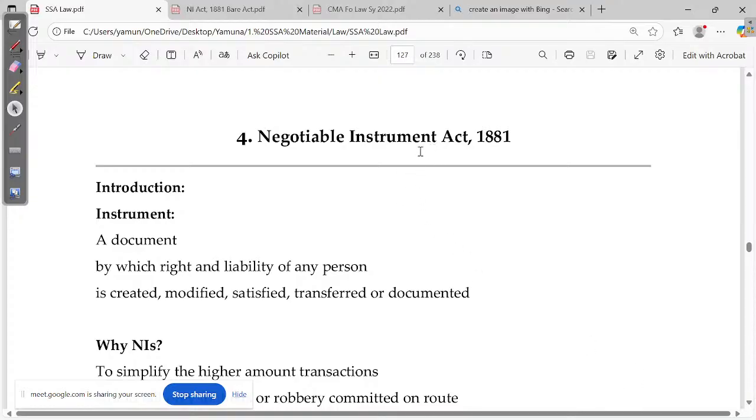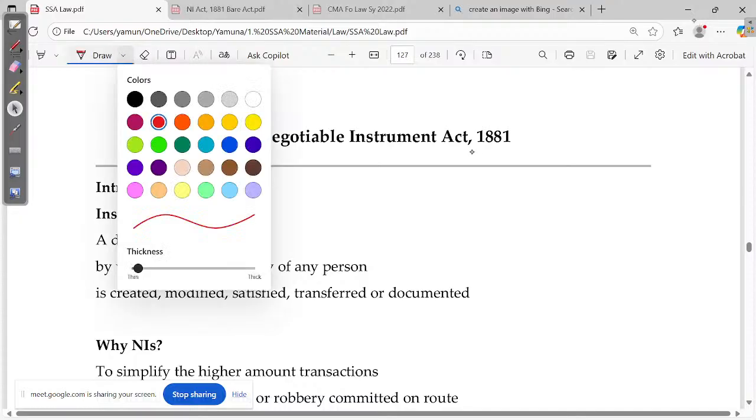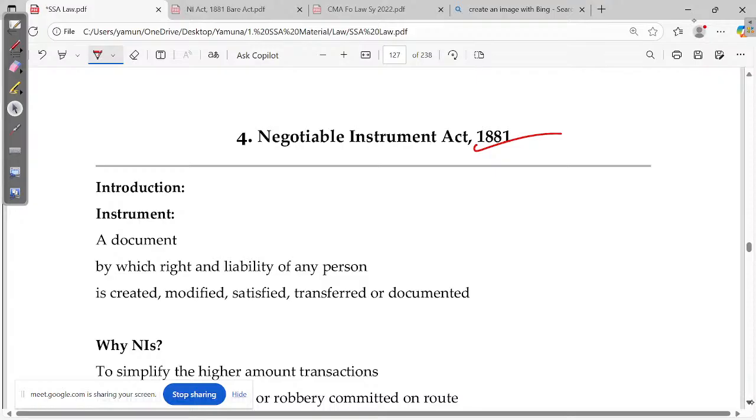Negotiable Instruments Act, 1881. First, try to understand we have two words. One is negotiable and one is instrument. Let us go for the word instrument first.